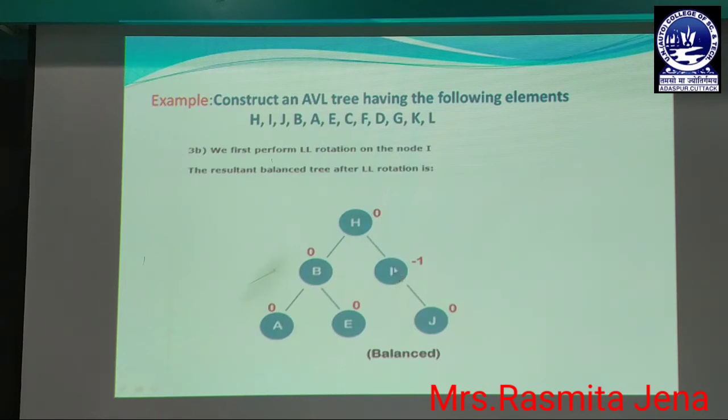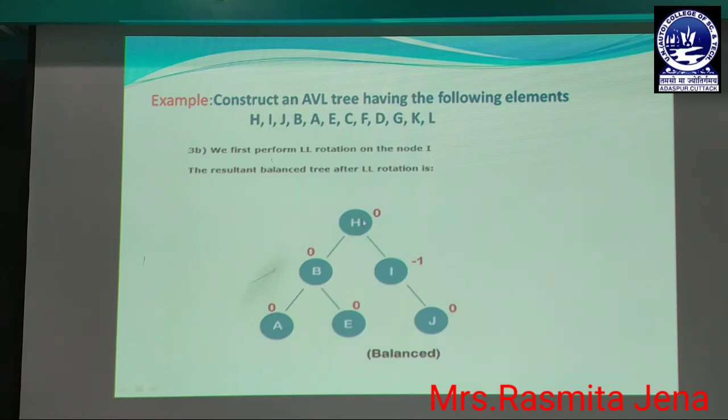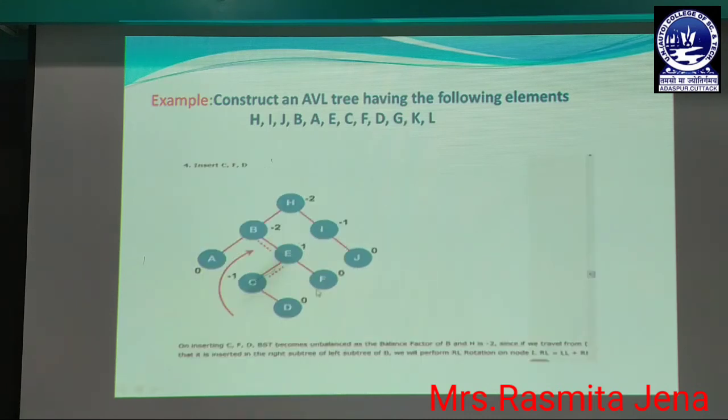Okay. So next we will insert the next node, that is C. When we insert C, let's compare C according to the alphabetical order. So C will be inserted in the left subtree of H. Again C is compared with B, so it will be inserted in the right subtree of B. Again it will be compared with E. According to the alphabetical order, C will be inserted as the left subtree of E. So when we insert C, the tree looks like this.